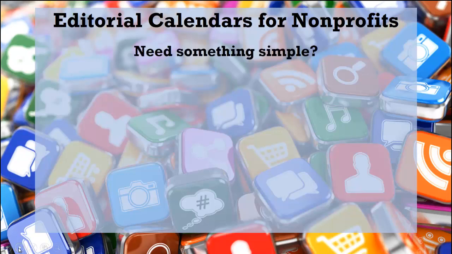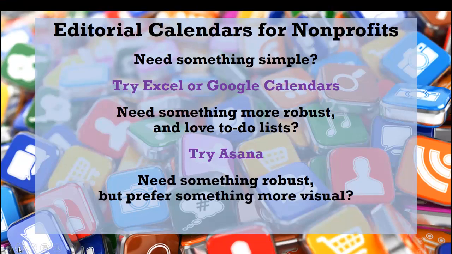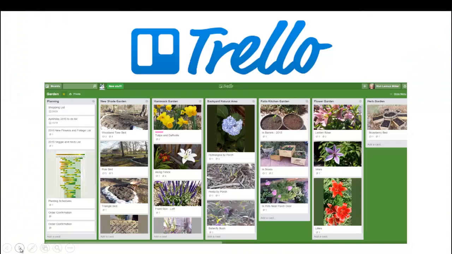If you need something really simple or are just getting started, I recommend that you try an Excel spreadsheet or Google Calendars, and we have a video on that for you. If you're looking for something a little more robust and you really love to-do lists, then I recommend that you try Asana, and we also have a video on that for you. If you need something robust but prefer something more visual, I recommend that you try Trello, and that's what we're going to talk about today.